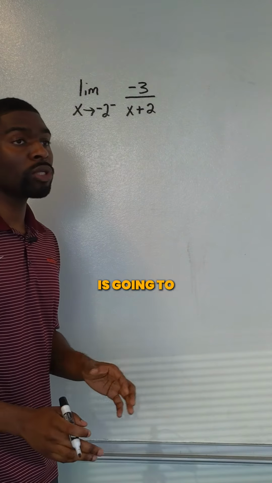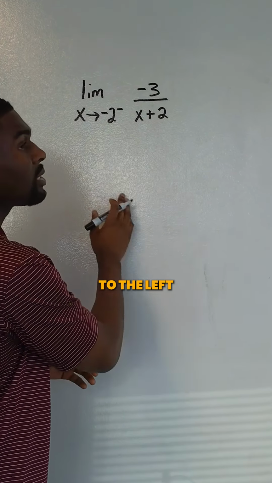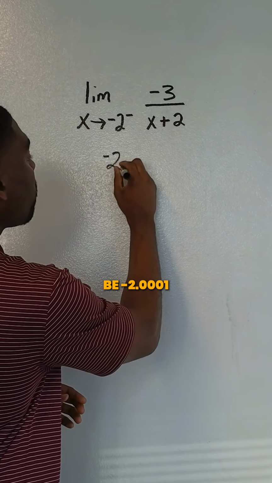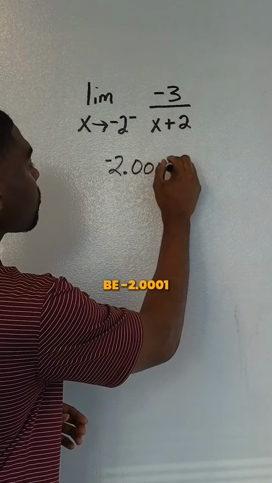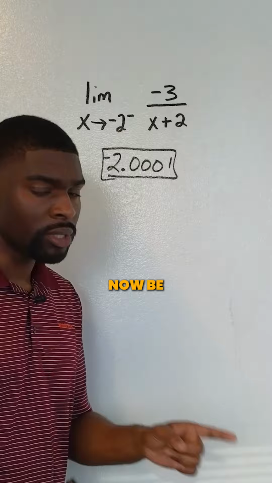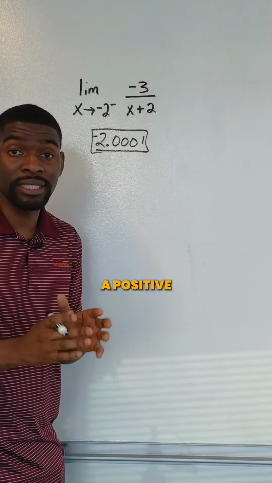My goal here is to pick a number that's really close to -2, but to the left of it. So that number could be -2.0001. That is a number to the left of -2. Now be careful here because we're talking about negative numbers and we're not in the positive quadrant.